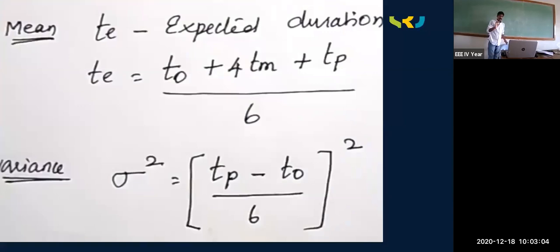The mean is nothing but TE. The mean is equal to the formula you have been seeing: TO plus 4 into TM plus TP, divided by 6. This is the formula you need to use to find the mean value. In the previous class, I used one important activity. You need to calculate the mean for each and every activity, for A, because in PERT I don't know the exact time.